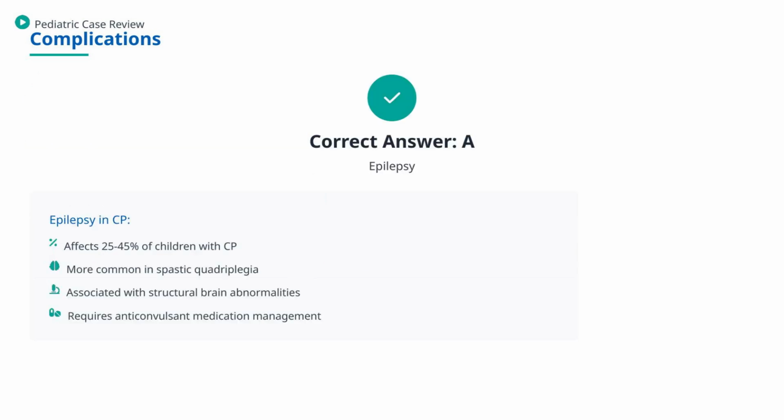Epilepsy. Seizure disorders affect approximately 25 to 45% of children with cerebral palsy, making it one of the most common comorbidities. Epilepsy is particularly prevalent in children with spastic quadriplegia and those with significant structural brain abnormalities. Management often requires anticonvulsant medications and regular neurological follow-up, as seizure types and frequency may change over time.